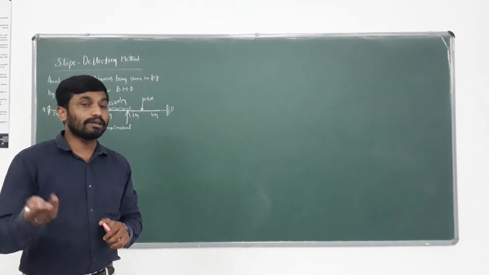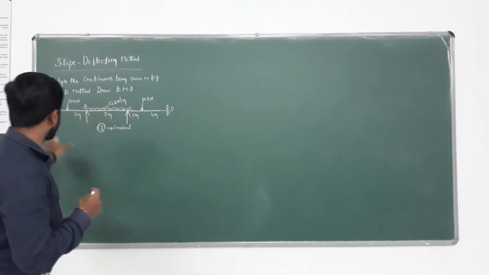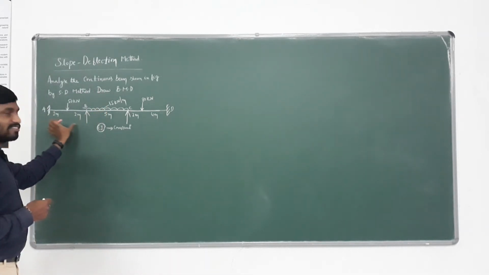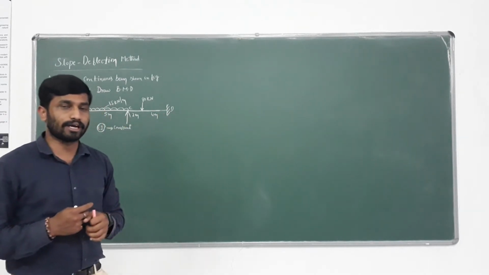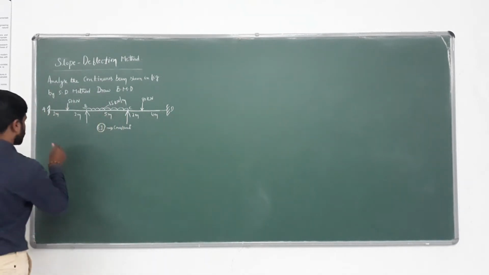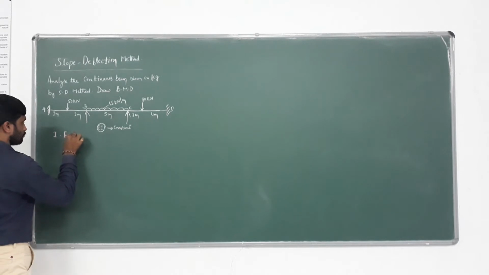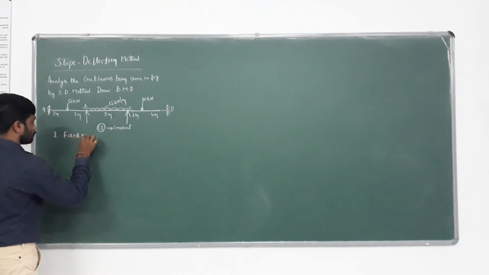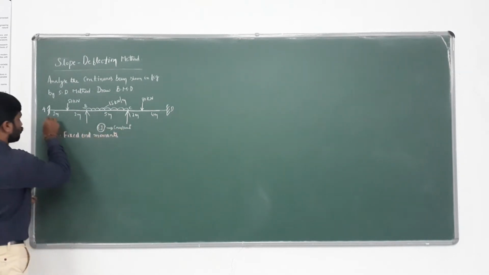The next step is we move on to fixed end moments. In this we have separate spans AB, BC, CD. We have to determine the fixed end moments. So now we will move on step by step. The first step is FEM, fixed end moments. First, AB.